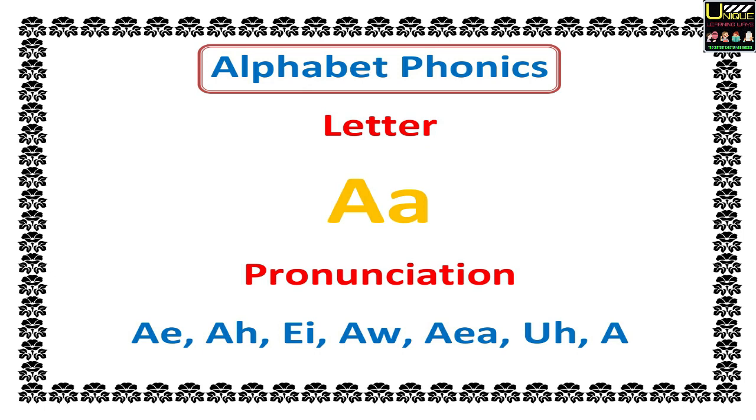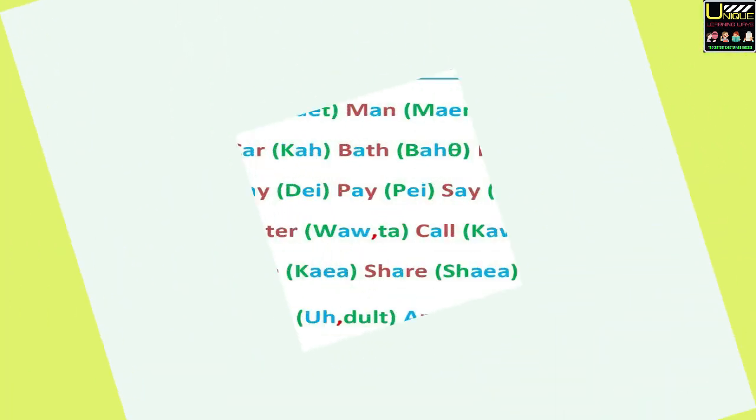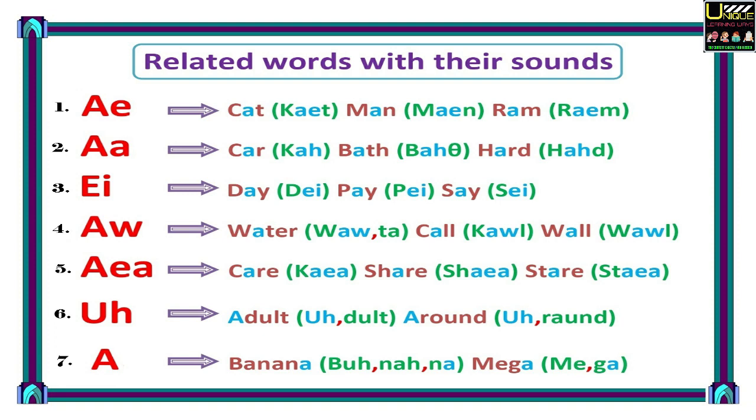And you can see here its pronunciation. It has seven sounds. The first sound is A. Second, A. Third, A. Fourth, O. Fifth, A. Sixth, O. Seventh, A. Related words with their sound. Here you will see the seven A sounds, and you will also see here some words having the same sound.